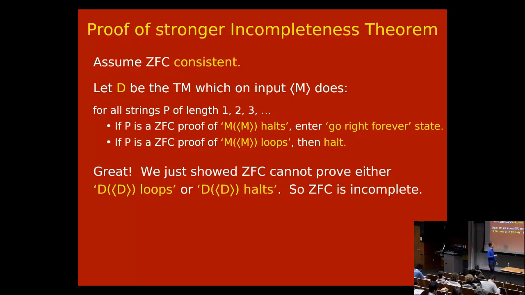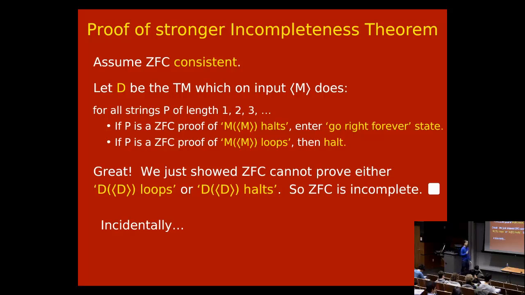And it's not even a weird statement. I mean, D is like a totally explicit Turing machine. There it is. And Z of C cannot prove or disprove that D running on itself halts. So that's it. Now, that's the end of Gödel's first incompleteness theorem.